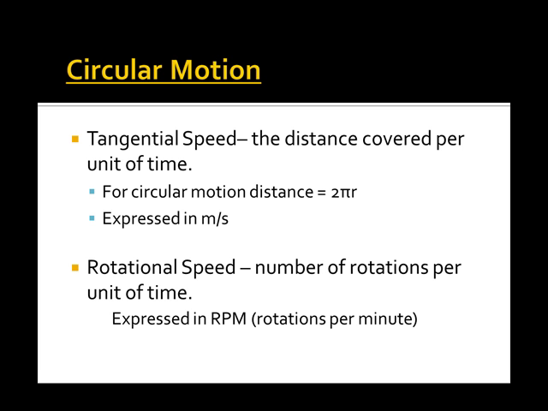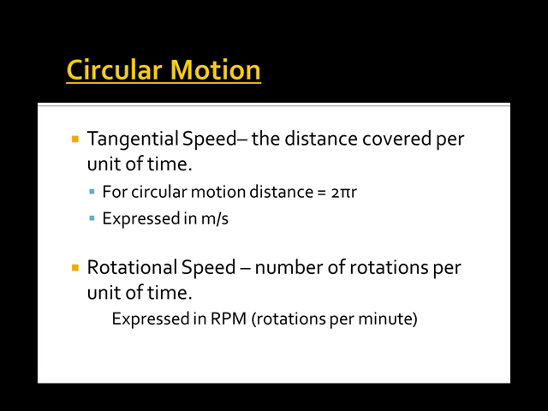A couple more definitions. Tangential speed and rotational speed. Now, tangential speed is pretty much the same definition of speed as we know it already, which is the distance covered per unit of time. The difference here when we're looking at circular motion is that the distance that's covered is the circumference of the circular path that the object is going along. So we have to multiply 2 times pi times r, which is the radius of the circular path it's moving along, in order to figure out the distance. We divide that by the time it takes for the object to go around the circle one time. This type of speed, tangential speed, is expressed in meters per second, just like the speed that we're used to.